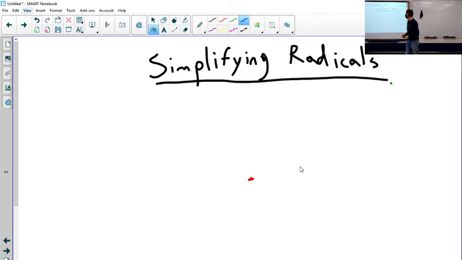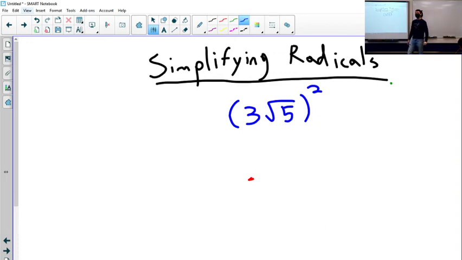I'll give you a tough one. We build on the idea of squaring something in a square root. This was on one or two problems on the homework as well. This was a little bit trickier. I'll give you a hint. The answer does not involve 15.